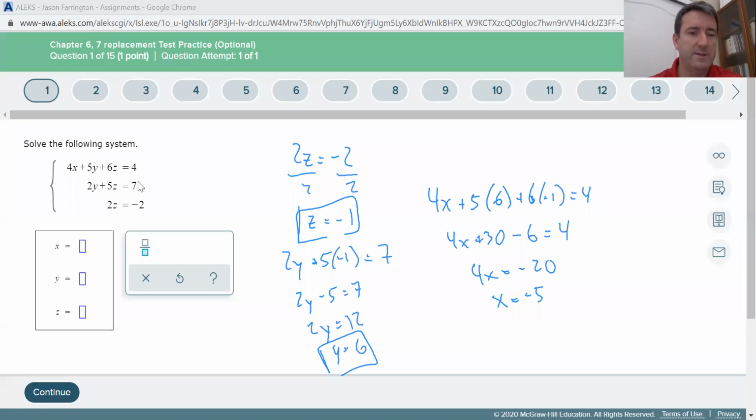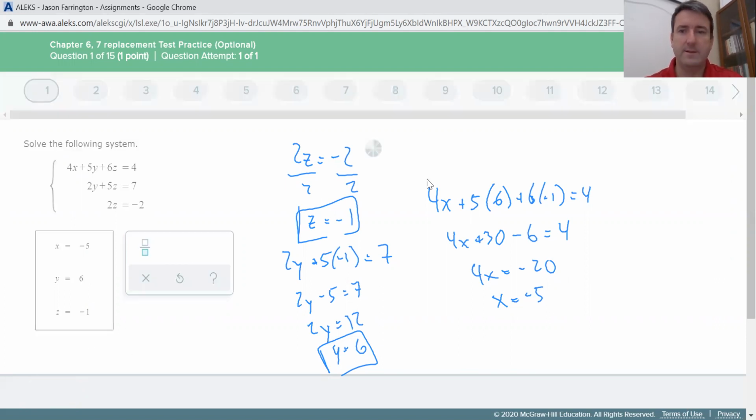So let's come over here and put in that our x is -5, our y is 6, and our z is -1. All right.